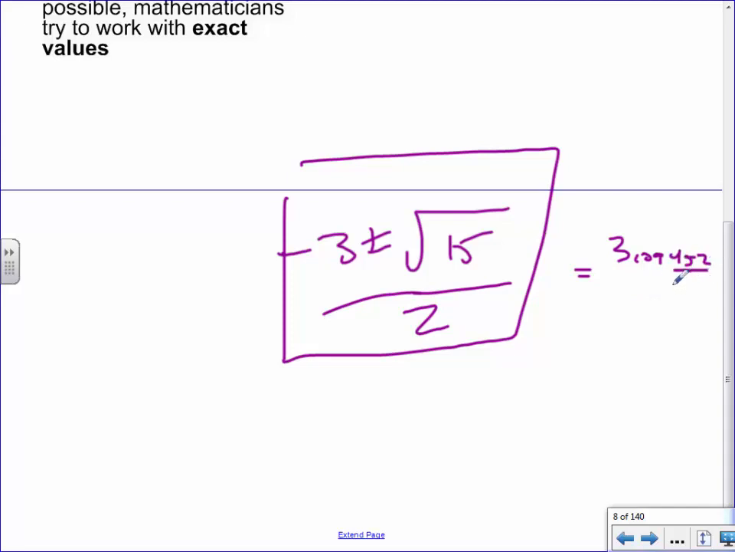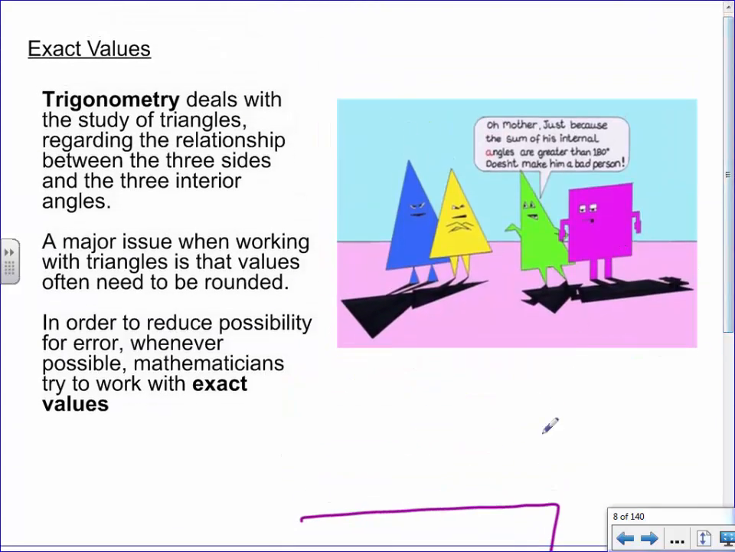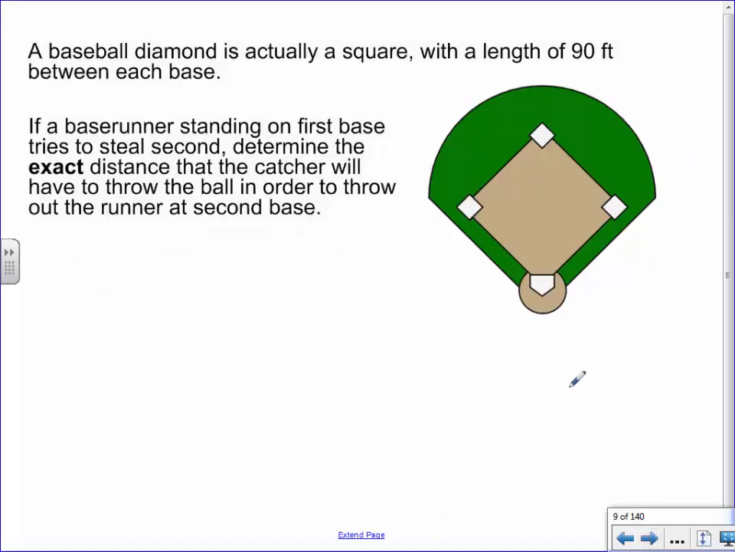So the goal I've got in trigonometry is when we measure things, we often want to use exact values. Let me show you how this works. I'm going to start with a basic example. I'm not going to do this on a grid. We'll just solve this, and then we'll come back to grids in a bit here.